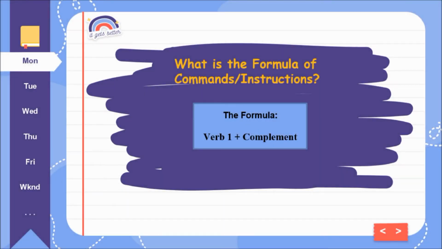So, before we use a command or instruction, we have to know the formula first. The formula of commands or instruction is verb 1 plus complement. Jadi rumusnya adalah verb 1 ditambah complement. Apa itu complement? Complement adalah kata atau kelompok kata yang berfungsi untuk melengkapi makna sebuah subjek, verb, atau objek.